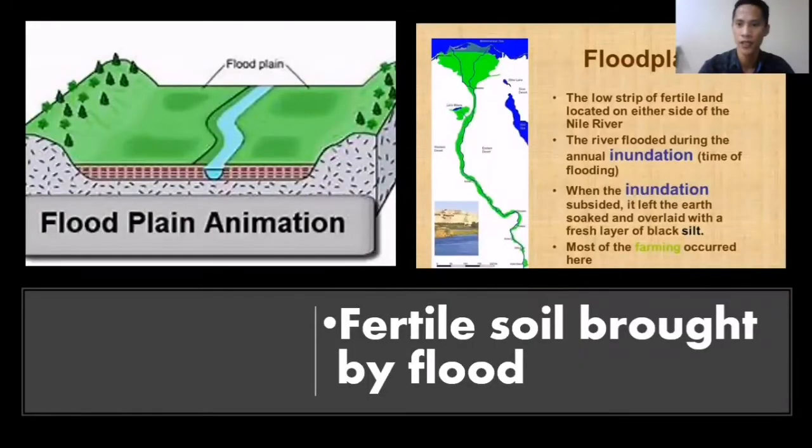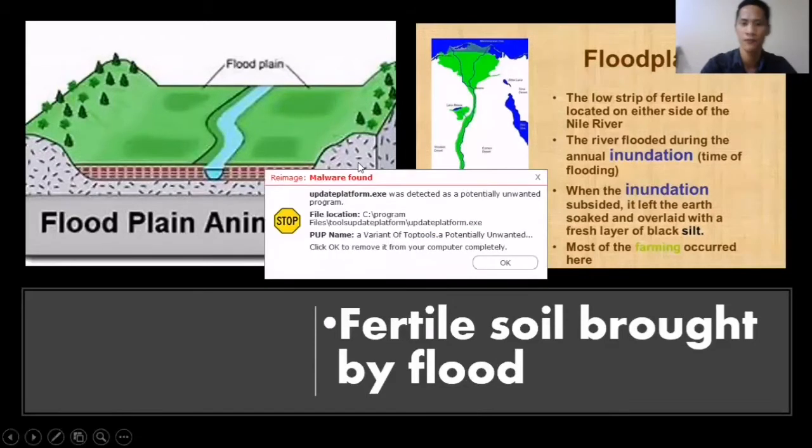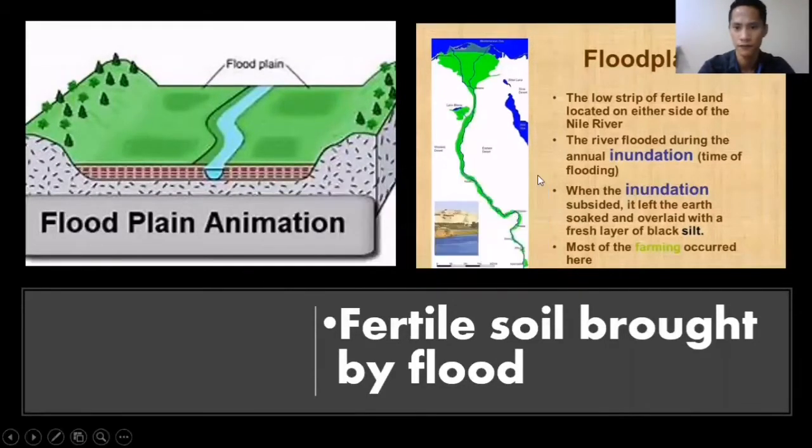Moving on, the low strip of fertile land located on either side of the Nile River. The river flooded during the rainy season. When the inundation subsided, it left the earth soaked and overlaid with a fresh layer of black silt. And that black silt is the sediment which is rich for farming, or it's suitable for farming. As you could see, the floodplain is found between a river and on this side or this side.